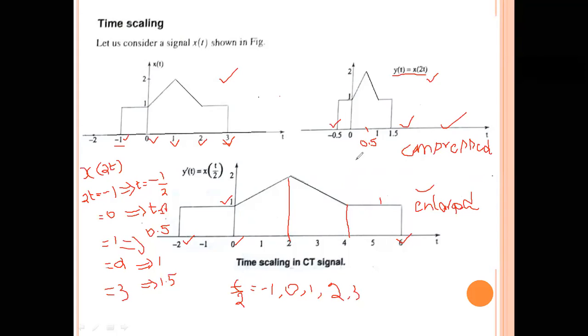In both these cases, only the times have been changed. The waveform shape and the magnitude of the signals remain unaltered. Okay.